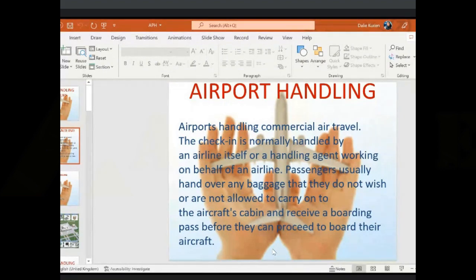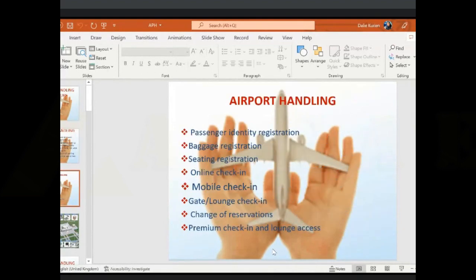Now airport handling is not only about the check-in, it also covers your security. It starts from the very beginning and ends at the last, where you deboard the aircraft, in the sense where you arrive at your destination, and what procedures happen in your arrival area. So the entire process is called airport handling. Moving on, these are the parts of airport handling.